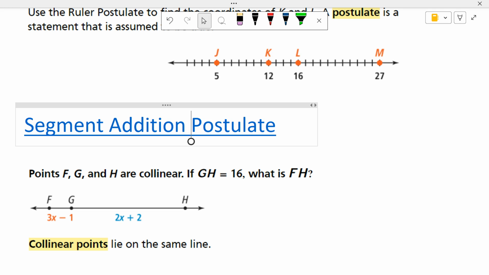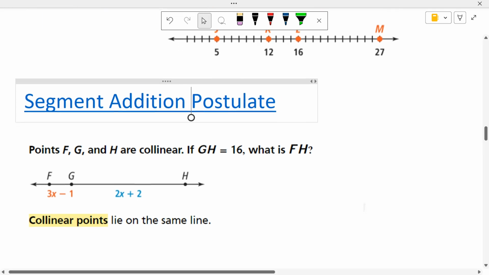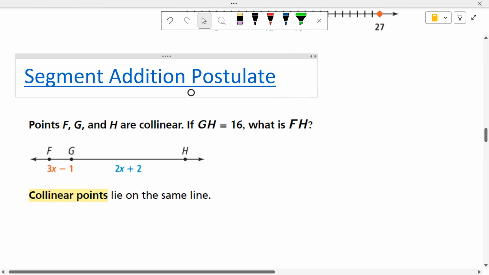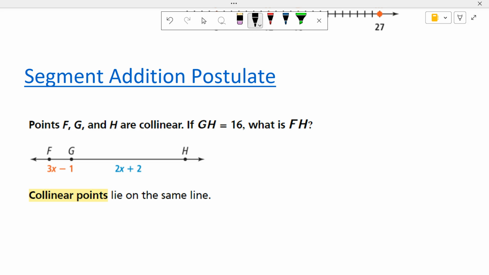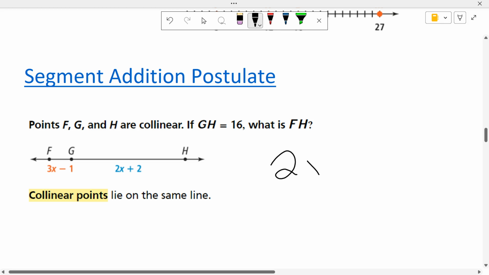In this class, we're going to be doing lots and lots of algebra. So if I say that GH is 16 and I see GH is 2x plus 2, we simply write out the equation 2x plus 2 equals 16. We've got to solve this equation.